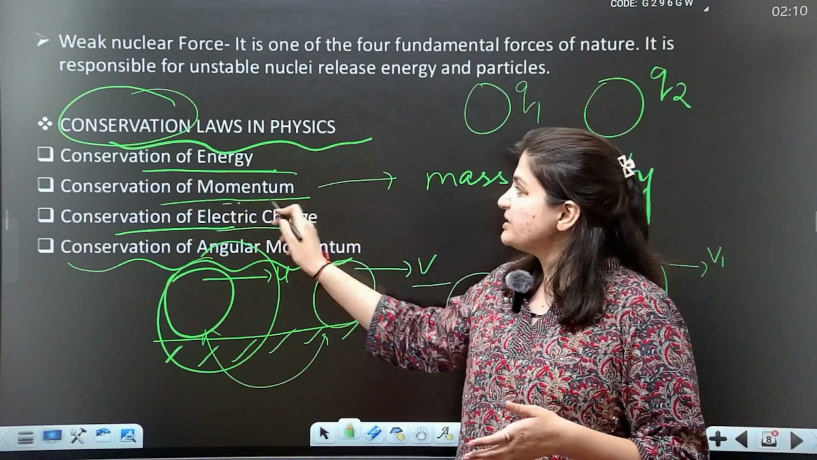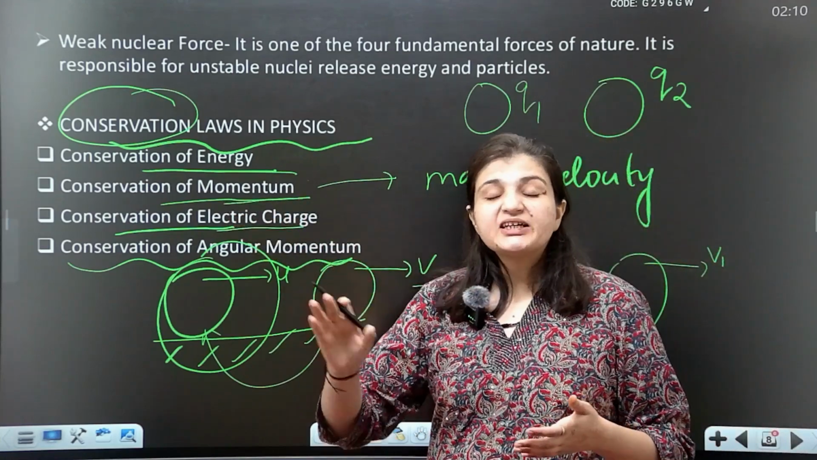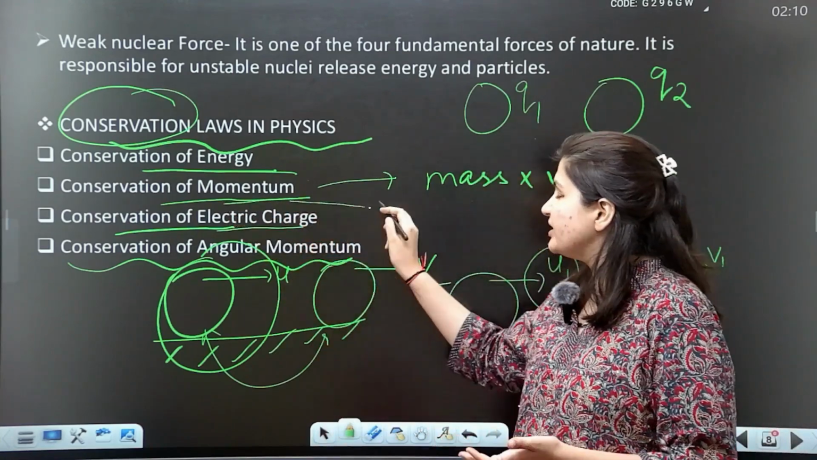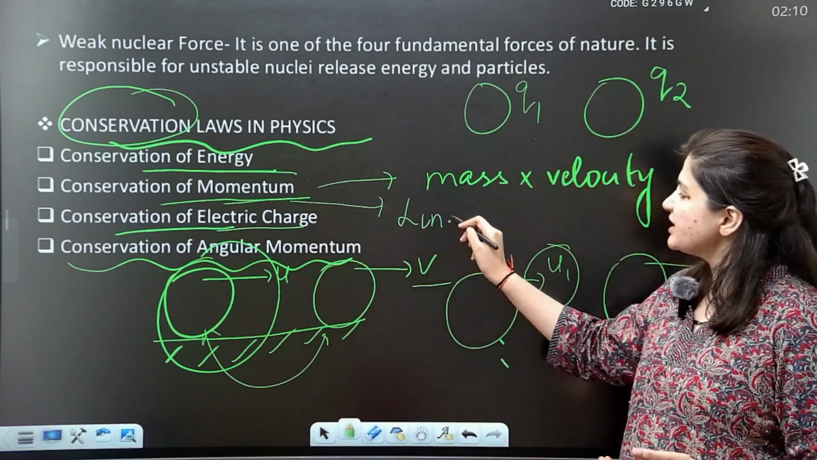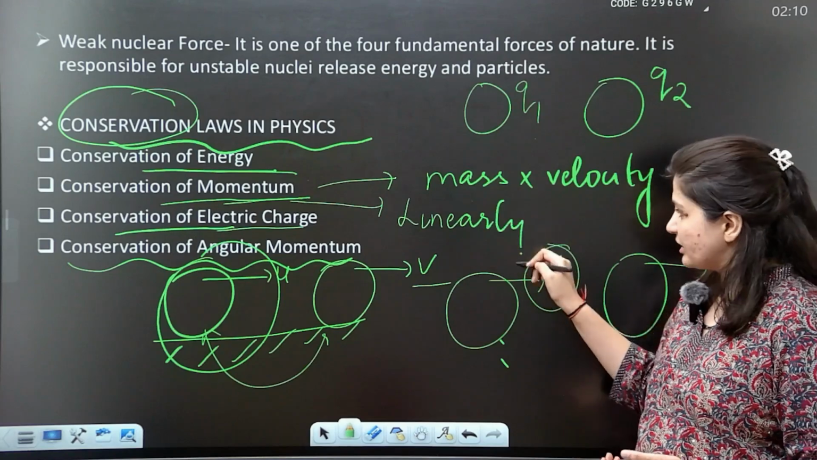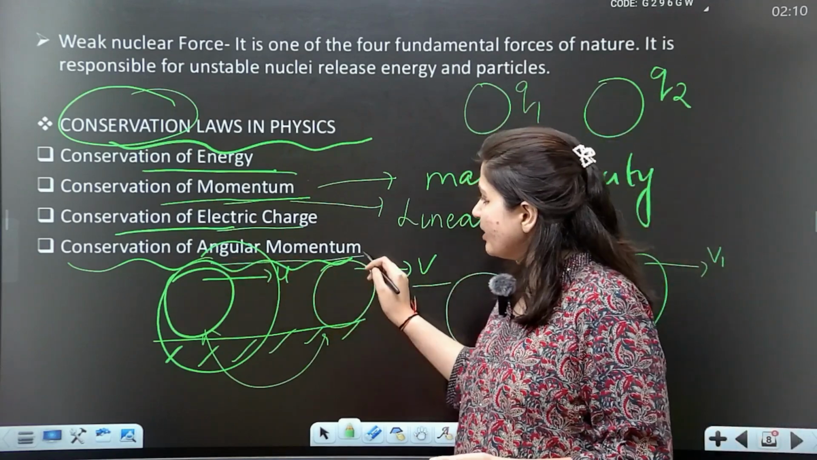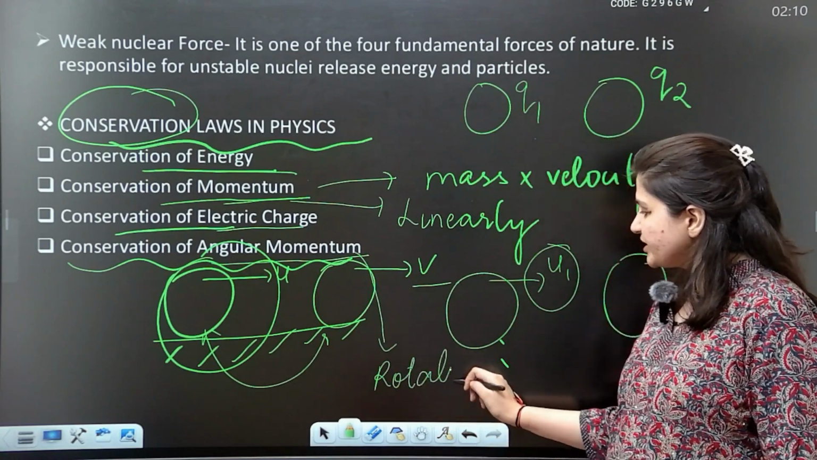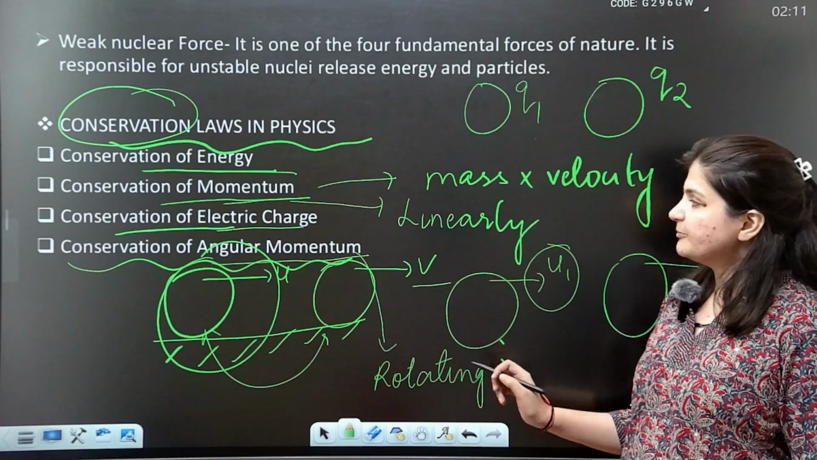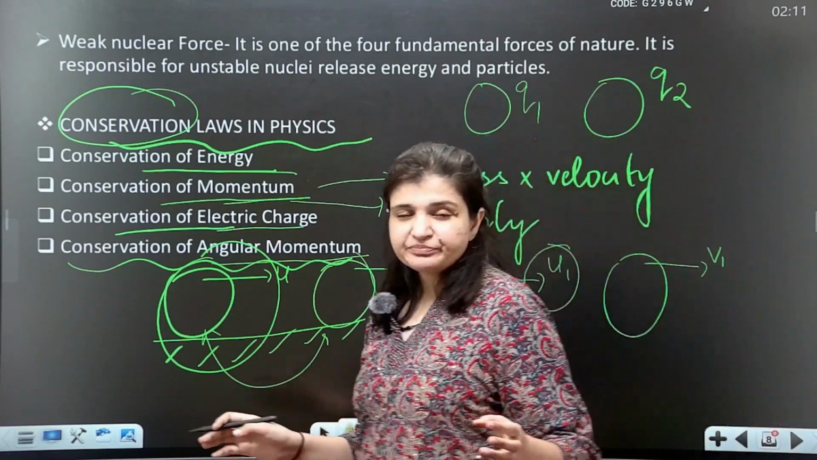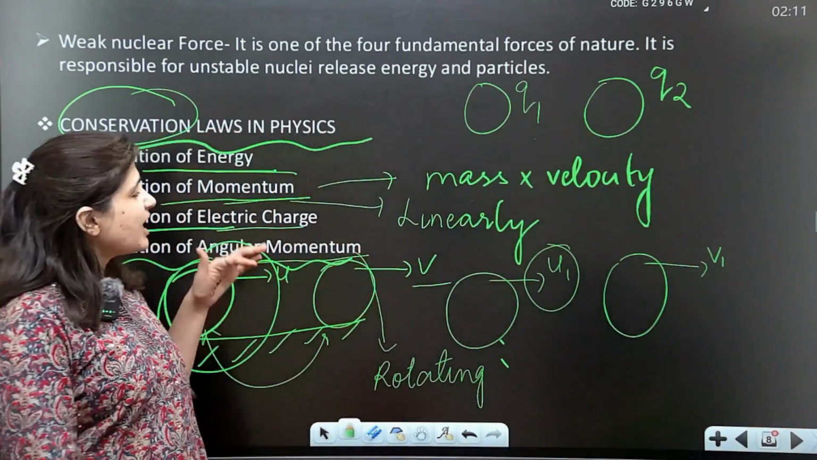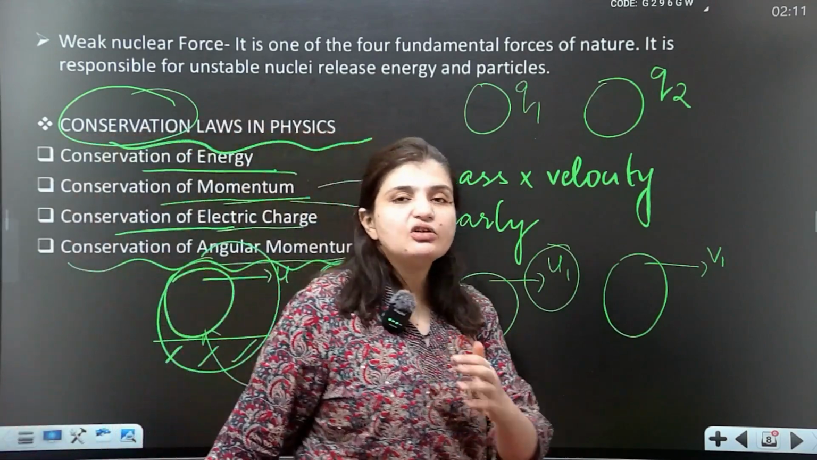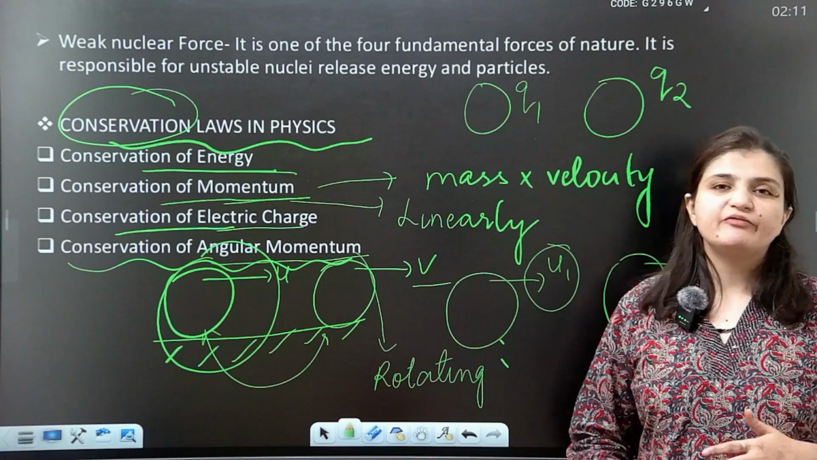Momentum is the measure of an object in linear motion. Momentum is when the object is traveling linearly, but angular momentum is when it is rotating. When the object is rotating, we study its motion. Now, these are some of the conservation laws which we come across in physics.